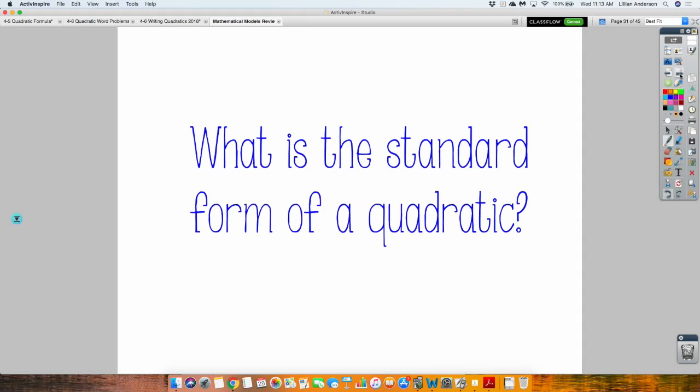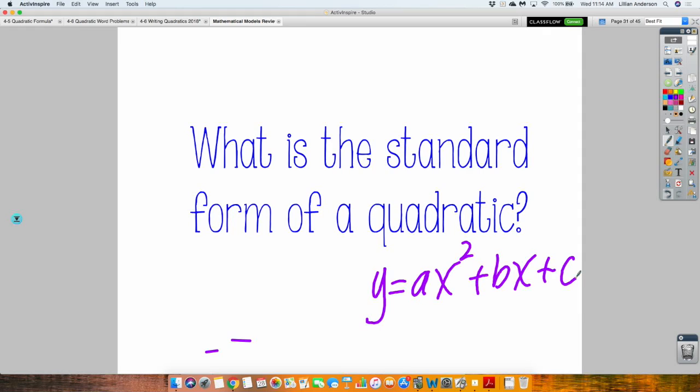What is the standard form of a quadratic? Standard form. Now, this I actually want an equation. What's the standard form of a quadratic equation? Alexis, what is it? AX squared plus BX plus C. Okay, that is standard form. Very similar to standard form for a linear function, AX plus BY equals D. Same type of letters, guys.